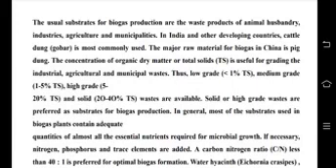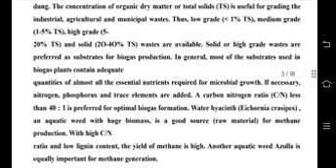In general, most of the substrates used in biogas plants contain adequate quantities of almost all the essential nutrients required for microbial growth. If necessary, nitrogen, phosphorus, and trace elements are added. A carbon to nitrogen ratio, C/N, less than 40:1 is preferred for optimal biogas production. Carbon is needed in higher quantities, but nitrogen is only needed in trace amounts.